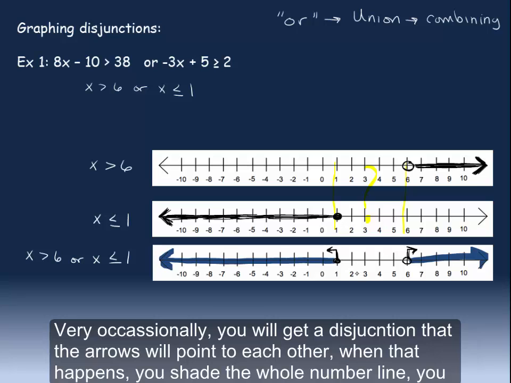Very occasionally, you will get a disjunction where the arrows point toward each other. When that happens, you shade the entire number line. You have all numbers.